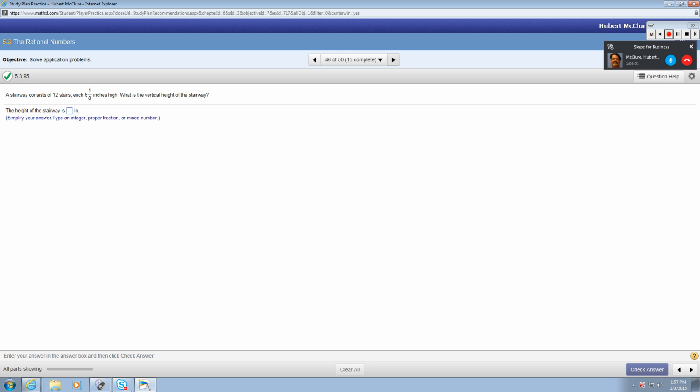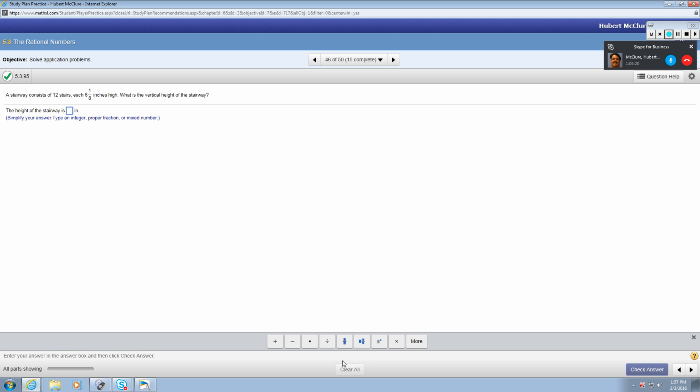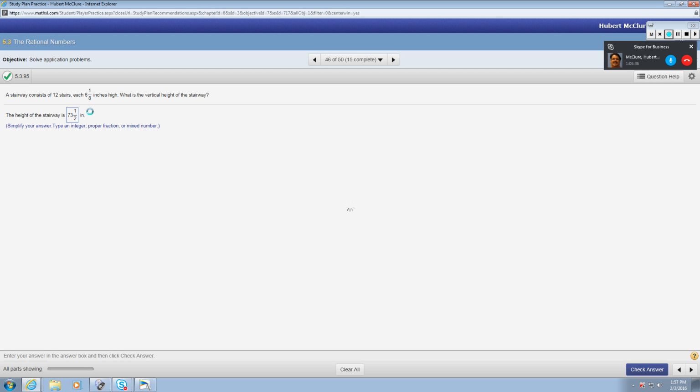All right, let's do another one. That's what you're going to enter in the thing. It says type as integer, proper fraction, or mixed number. So 73 1/2. Mixed number, 73. Oops, I hit the wrong button. This one. 73 1/2. Fantastic.